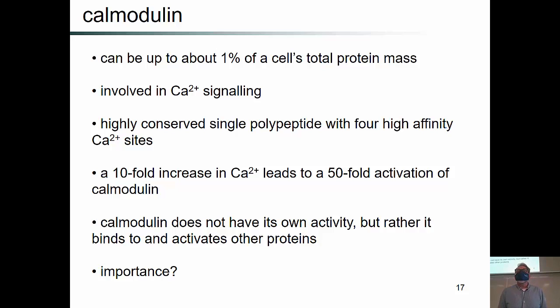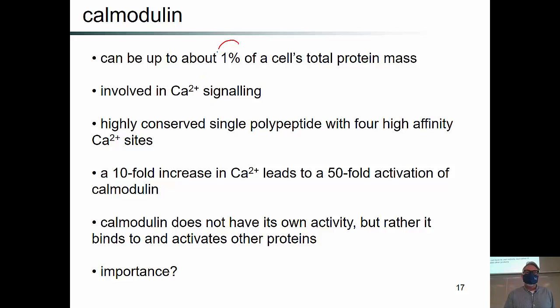Okay? Calmodulin itself, and this is important, and I often ask this on exams, of which we have one coming up, it doesn't have enzymatic activity. Instead, it's a calcium modulating enzyme. And in the presence of calcium, it modulates the activity of enzymes.